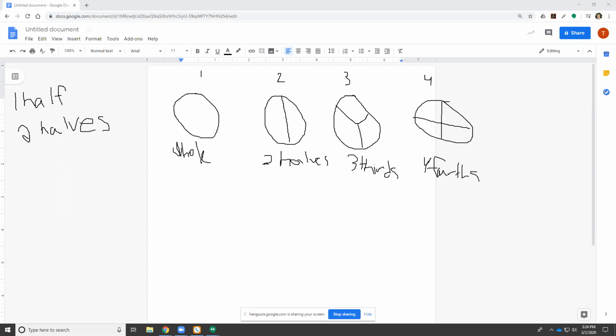Okay, I'm going to change my color here. So number 2, this is the most delicious pizza in the world. So we ate 1/2. And this pizza, I want it to be exactly like this one. But this one was 2/2 and this one is 4/4. So what do I have to do to this one to make it look like this one?